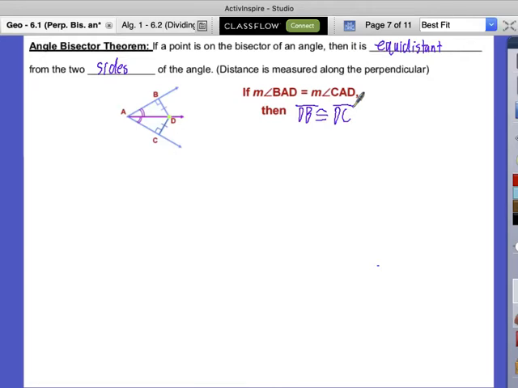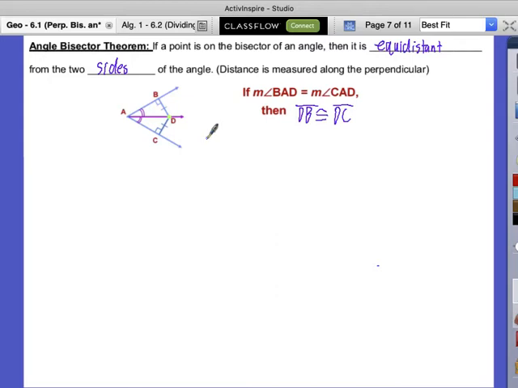So we're saying if point D is on this angle bisector, then it's going to have an equal length, equidistant to both sides of the angle. So it's the same distance to side BA as it is to side CA. So DB is congruent to DC. That's all marked in the picture there, okay? Now the reason we measure distance along the perpendicular, aka to where this is a right angle up here, is because that's going to be the shortest distance.